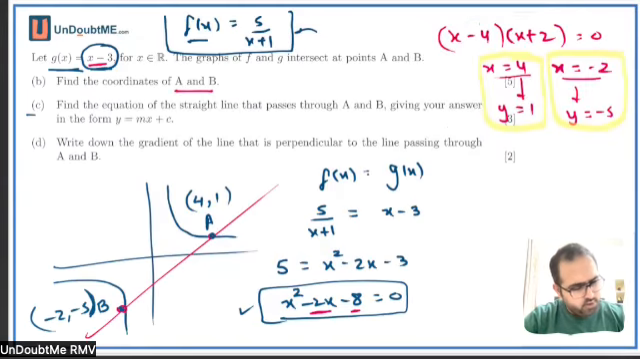Okay, third part of the question. Write down the gradient of the line that is perpendicular to the line passing through AB.